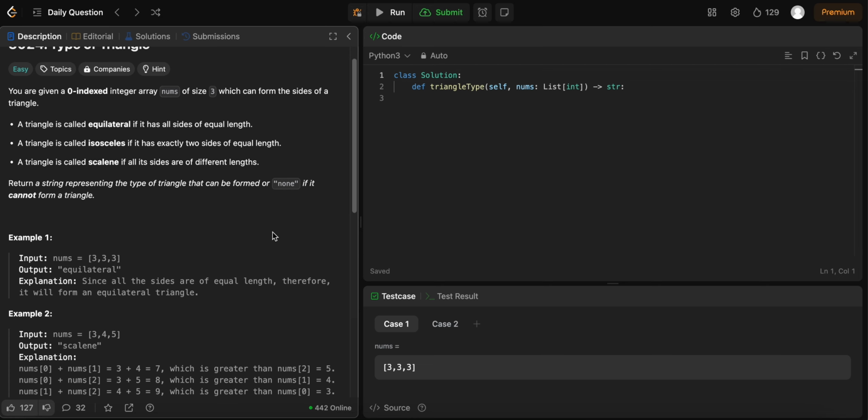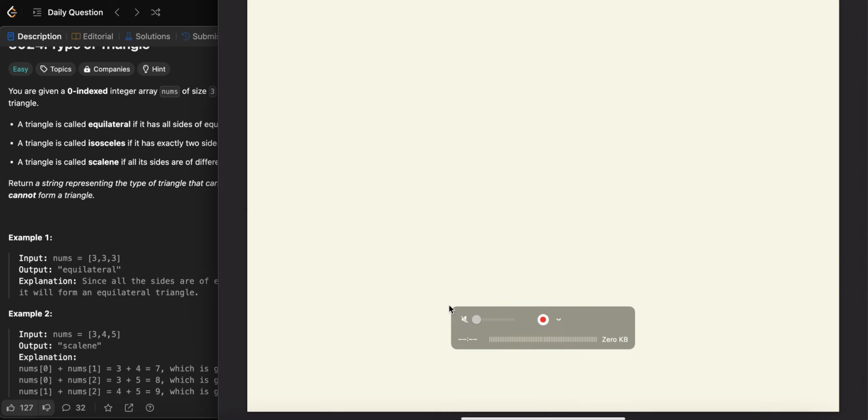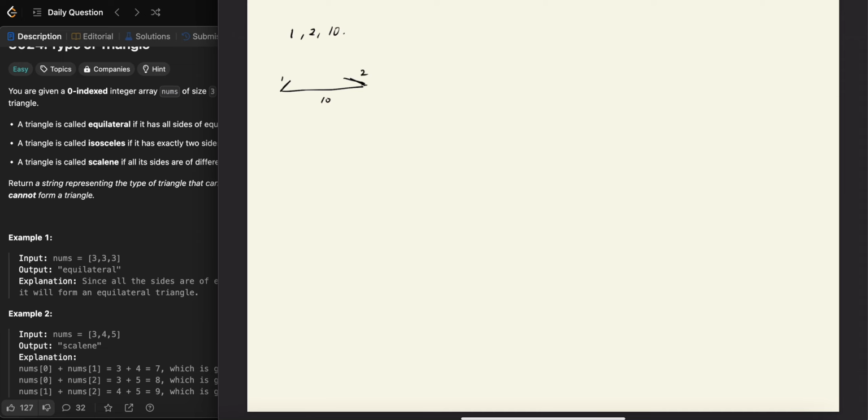For example, if you have 1, 2, and 10, so if you have length 1, 2, and then 10, well, you can't actually form a triangle, right? Because you have the length 10 side, and then you have a length 1 and length 2. So that means the smaller two sides, when you add them up, have to be greater than the longer side.